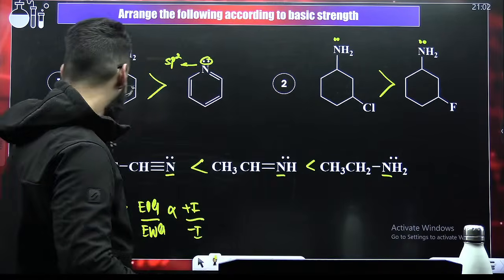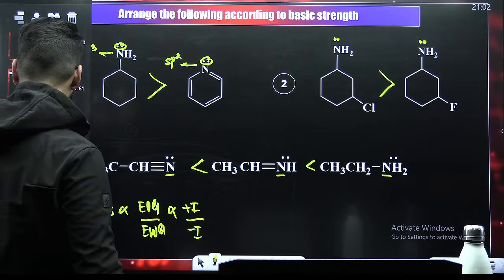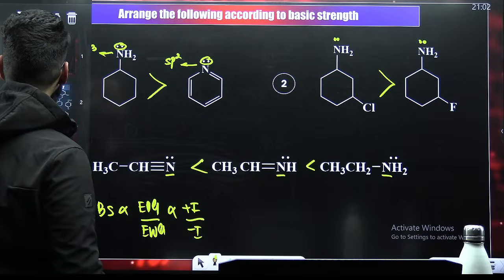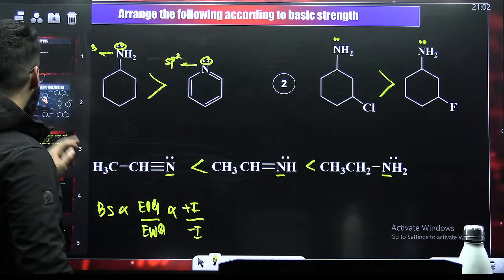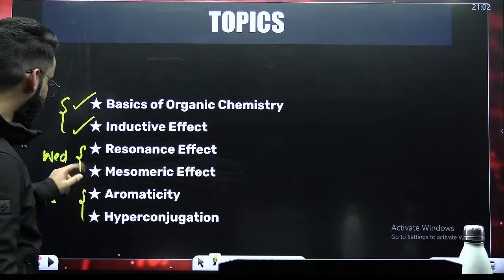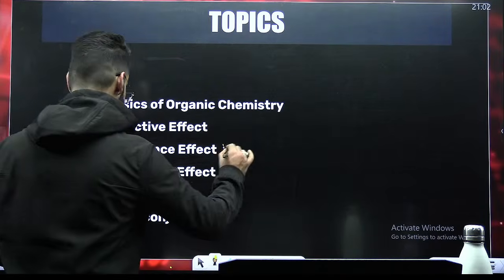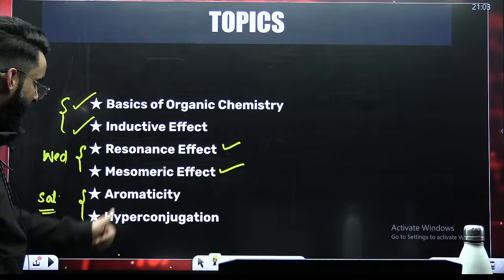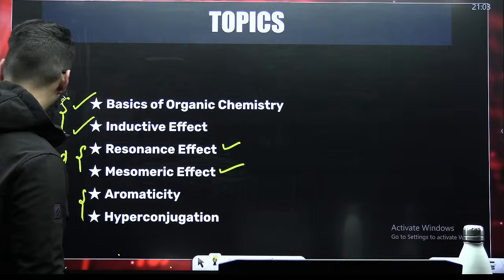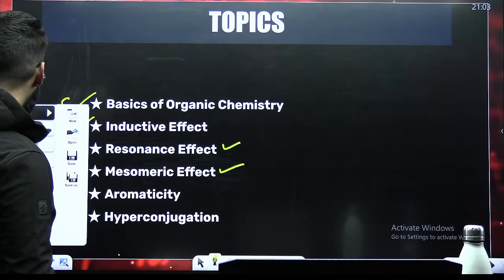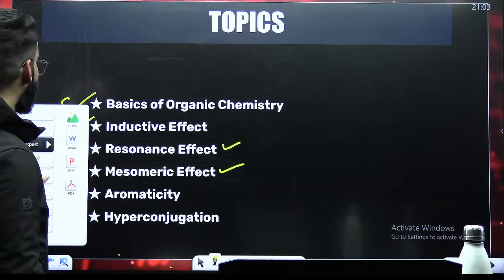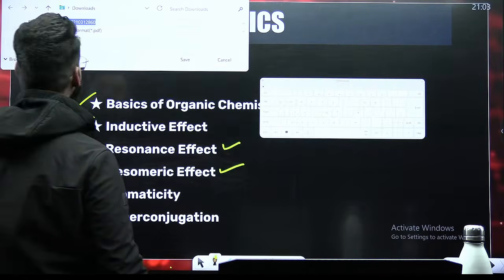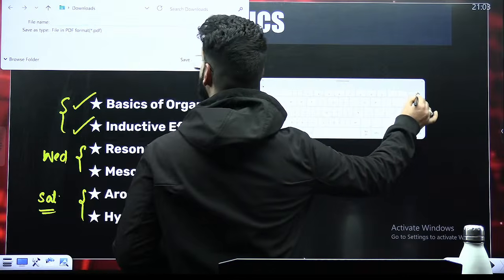So our first lecture of GOC is done. As I told you already, the second lecture of GOC I will be doing on Wednesday, wherein I'll be discussing resonance effect and mesomeric effect, and the third session is going to be on Saturday, wherein I'll be doing aromaticity and hyperconjugation. Right? I hope every single thing I've told you till now is very, very clear to you. Let me save this PDF for you so that I can share this on my Telegram.